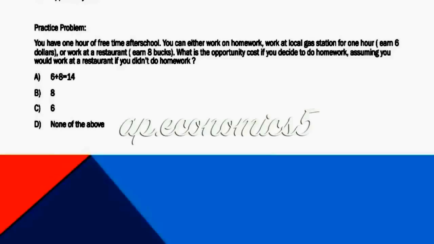So in this case, what is the opportunity cost of doing homework? So you decide to do homework. That means your second option is the opportunity cost. And the second option is working at a restaurant. And working at the restaurant, you would earn $8. So the answer is B, $8.